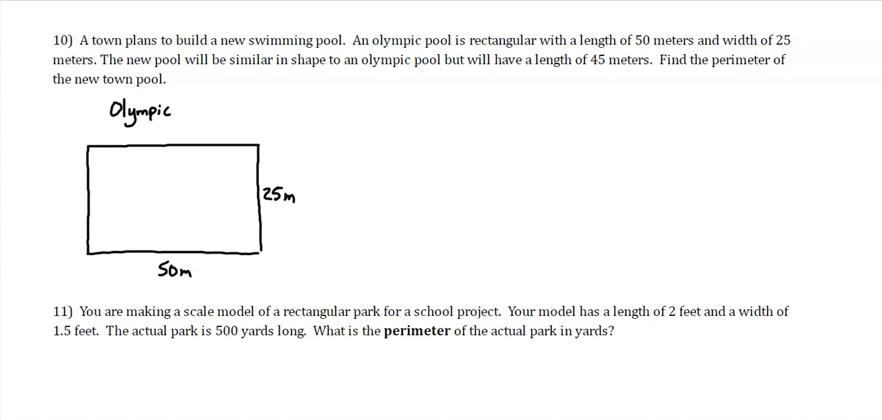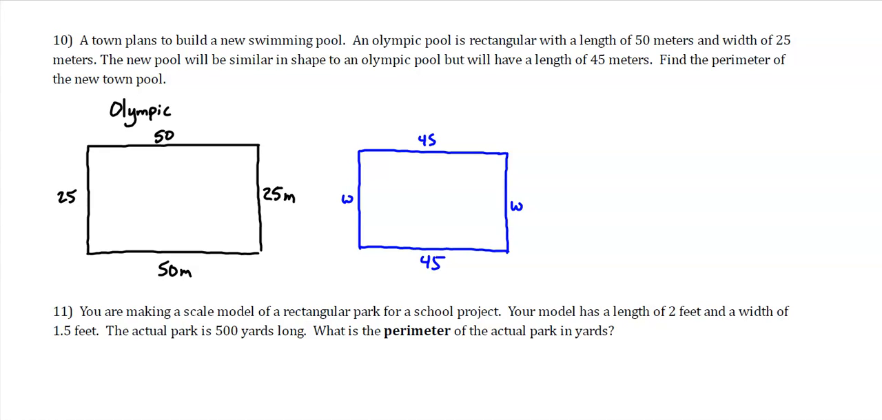The new pool is similar, but it's only going to have a length of 45, so it's a little bit shorter. So we're only going 45 here, which means our width is going to be a little bit shorter as well if we want it to stay in proportion. So we don't really know the width. We got a 50 and a 25. Over here we have a W and a 45.